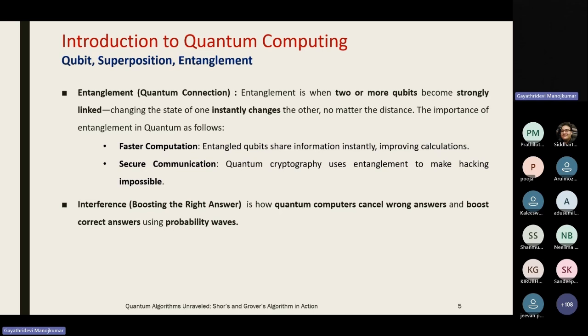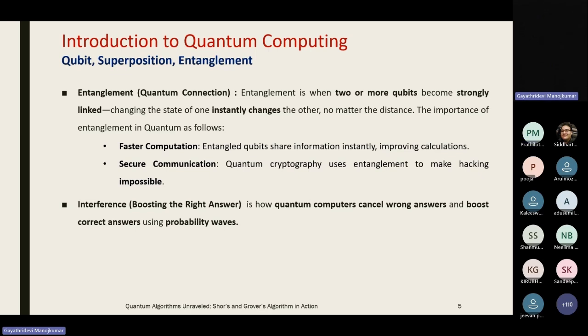Nowadays we have noise cancelling headphones, right? Classical computers will check every answer one after another. But with a quantum computer, with the help of interference, you can enhance the correct answer. For example, noise cancelling headphones remove the unwanted sound; like that, interference removes the wrong answers, and with the help of probability, it will give the right answer. So interference is very, very important.